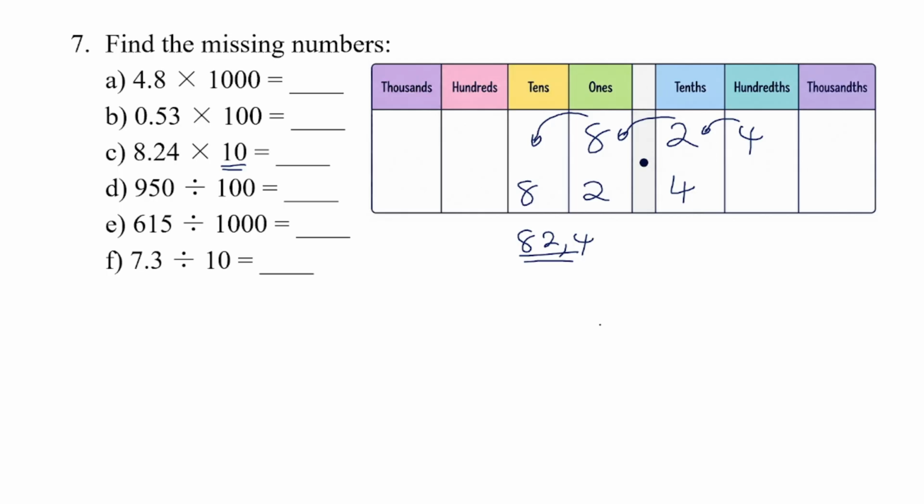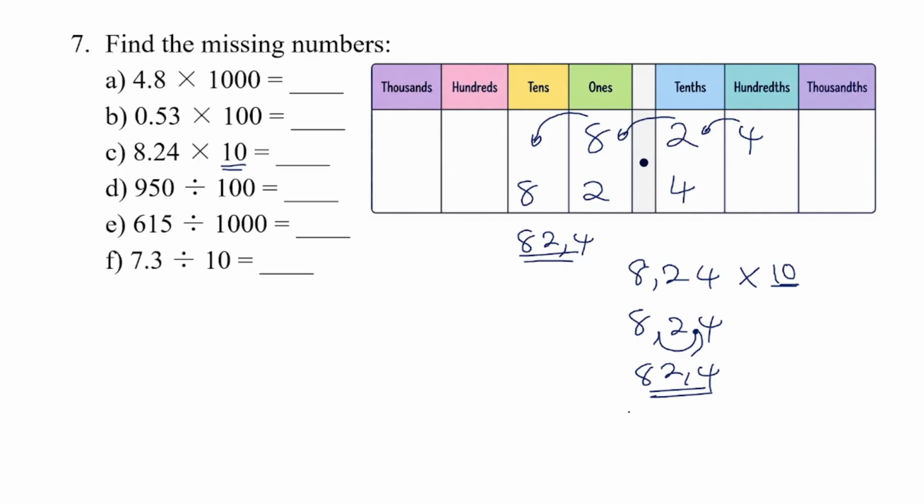But if you want the method of moving the decimal point, we have 8.24 times 10. 10 is a 10, so we move the decimal point once, or one place to the right. Now the decimal place is here, so it becomes 82.4. That's another way of doing it.